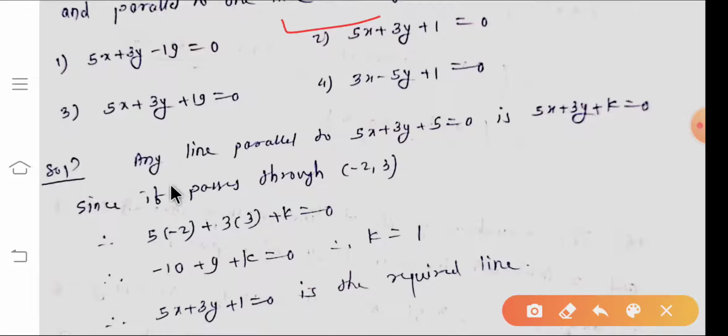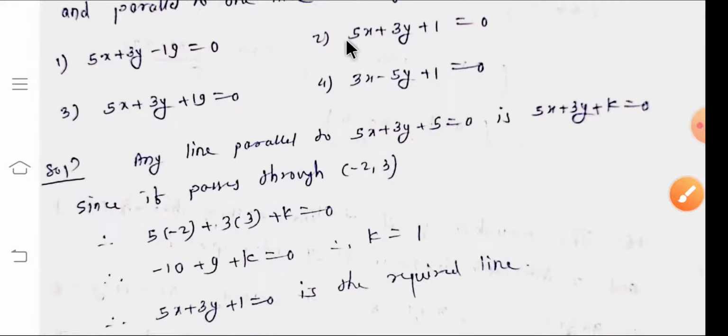And we method is, any line perpendicular to 5x + 3y + 5 = 0 is 5x + 3y + k = 0. Since it passes through (-2, 3), put x = -2 and y = 3. We get the k value, k = 1, and substituting k = 1 means 5x + 3y + 1 = 0. So the second option is the right option.